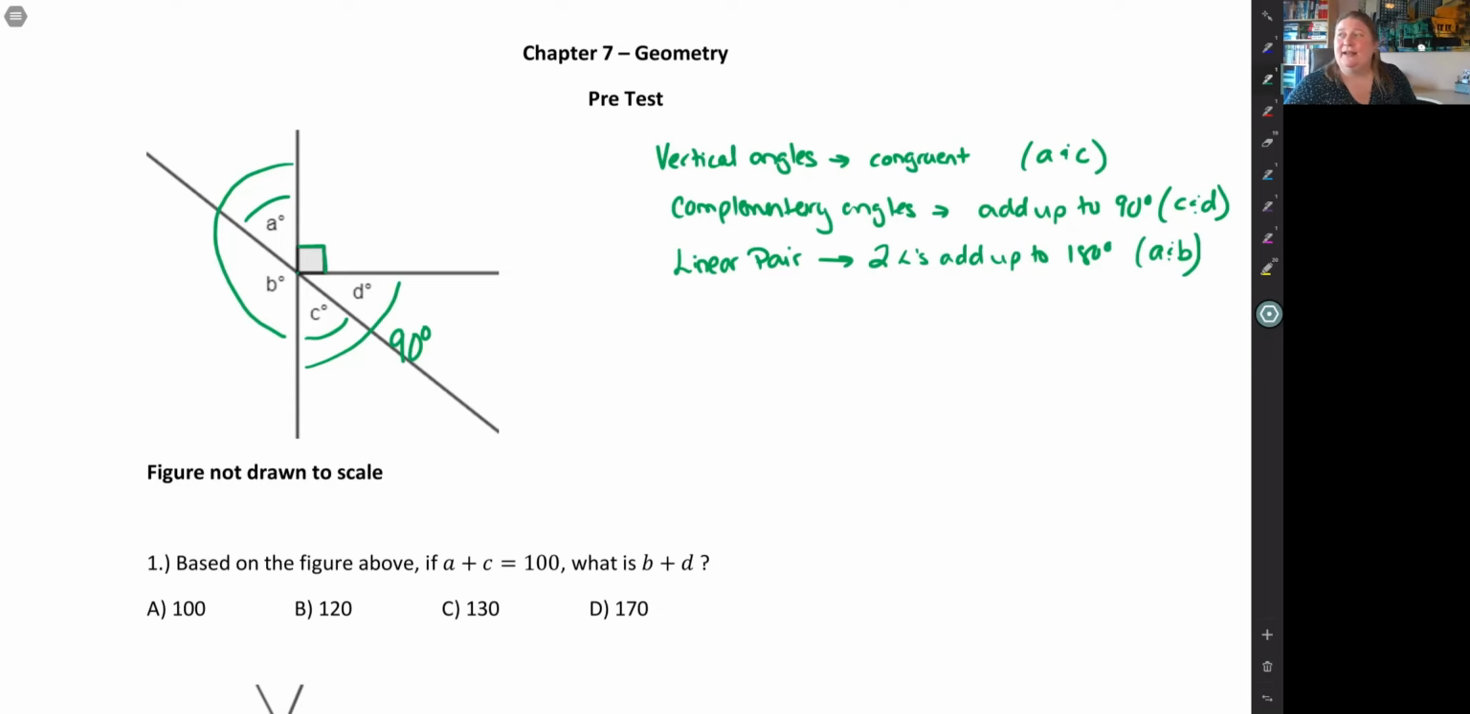So make sure that these types of angles, you know what they look like and that they jump out at you when you see them in a figure. All right, now that we know that, we actually have everything we need to know to answer this question.